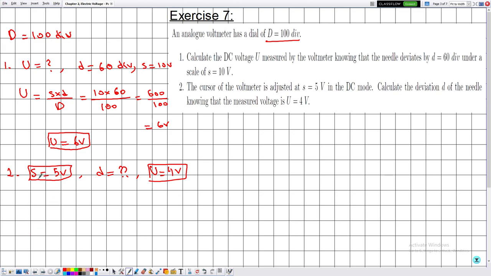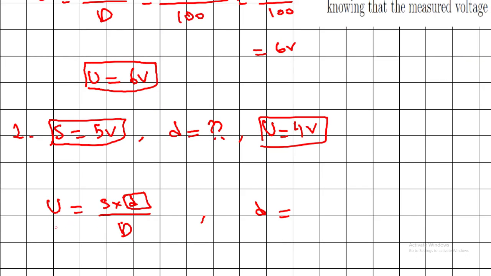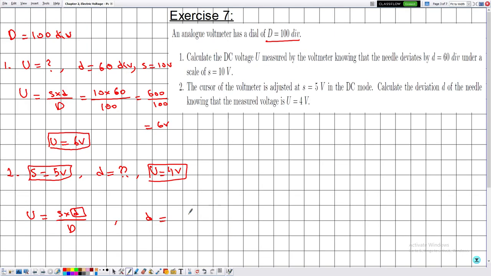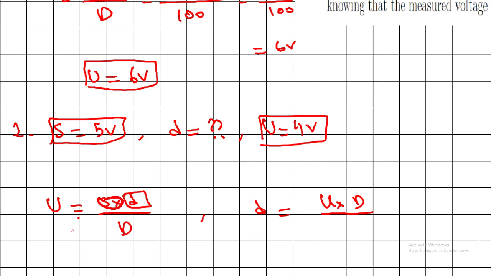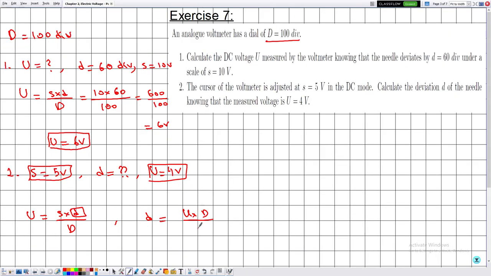So what is the formula that relates S, small d, U, and capital D? It's given by U is equal to S multiplied by small d divided by capital D. Knowing that we are interested in the value of small d, then in this case, d is given by, dragging this to the other side, U multiplied by capital D, dragging S to the other side. It is required from us to put small d on one side and all the other quantities on the other side. So here it is multiplied, dragging it to the other side, it will be divided.